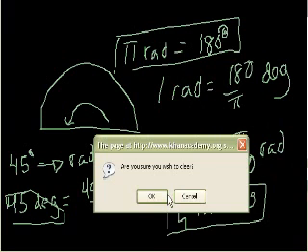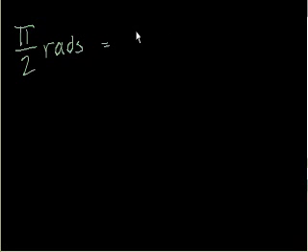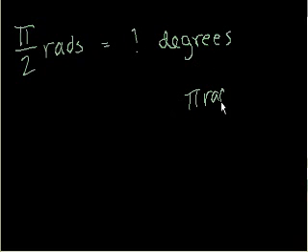Let's do another one. If I were to say pi over 2 radians equals how many degrees? Well, I already forgot what I had just written, so I just remind myself that pi radians is equal to 180 degrees. So pi radians equal 180 degrees.